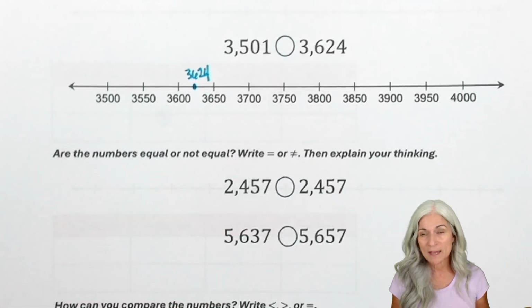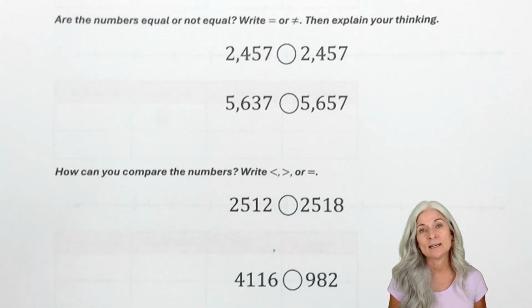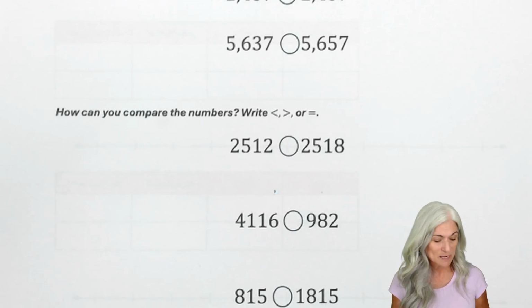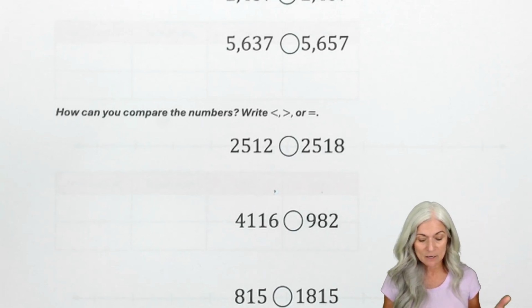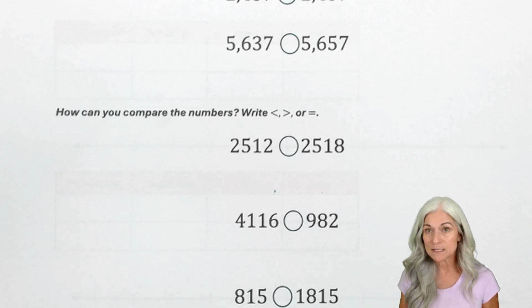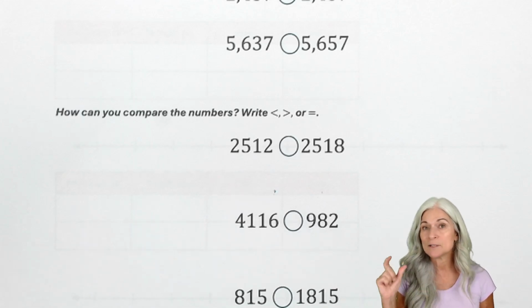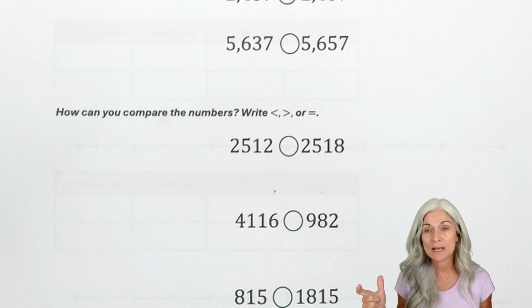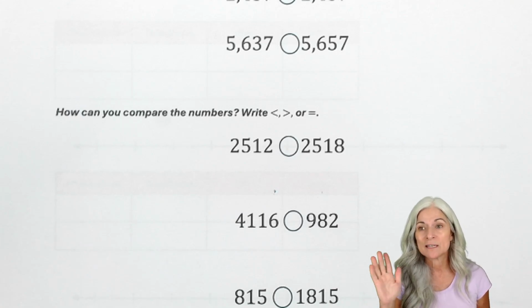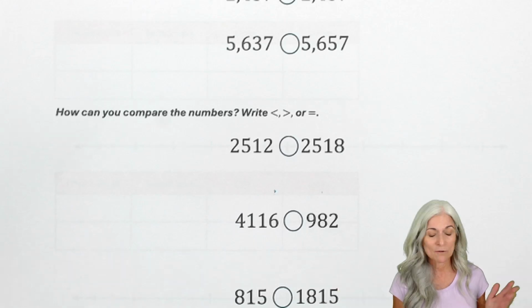They'll have a few where they just compare: are they equal or not equal? And then finally, they'll be given some problems in their student work where they're just given the two numbers. They get to pick how they're going to compare the numbers. Now, you may have some students that use place value. They soar with it. They're great.